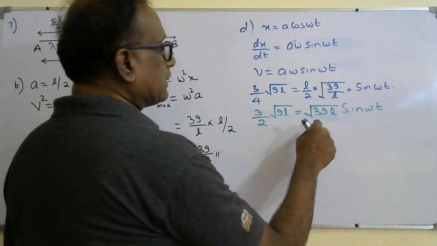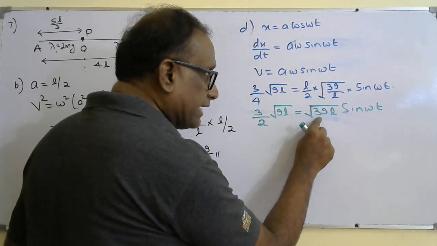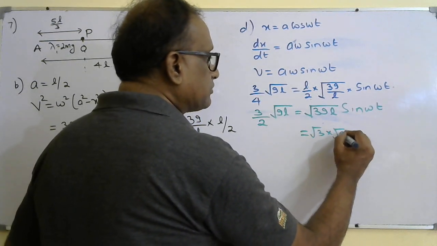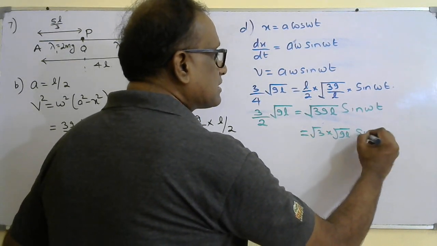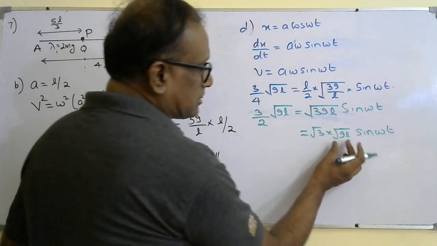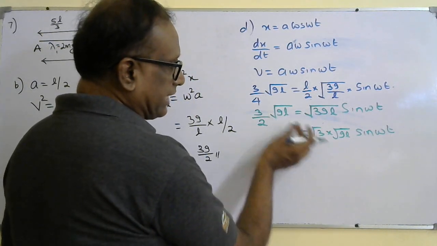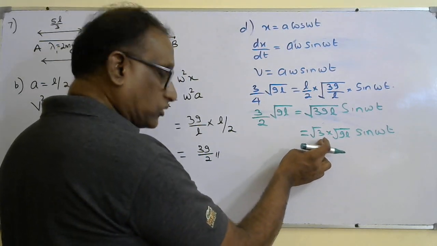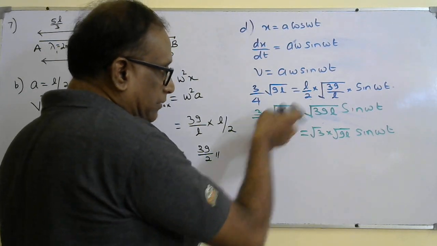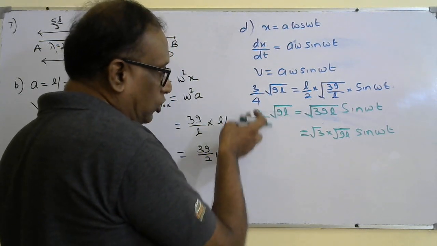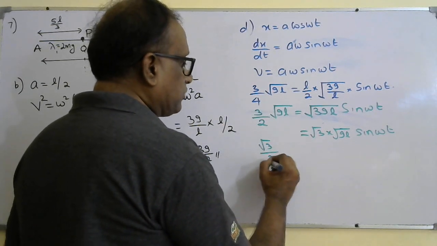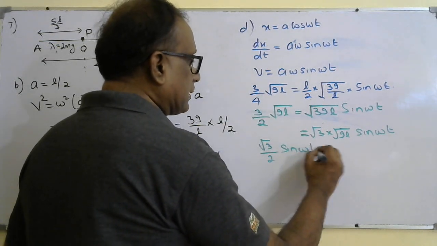Here there is a square root of 3, so I can write square root of 3 times square root of GL sine omega t. Square root of GL will get cancelled. So here 3, here square root of 3. When the square root of 3 comes down as a denominator, 3 over square root of 3 becomes square root of 3. So square root of 3 by 2 equals sine omega t.